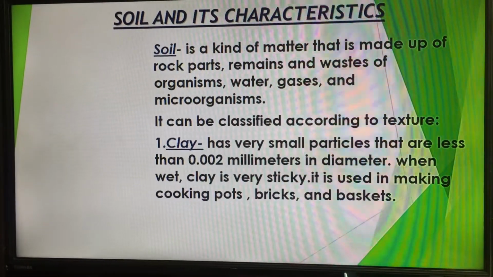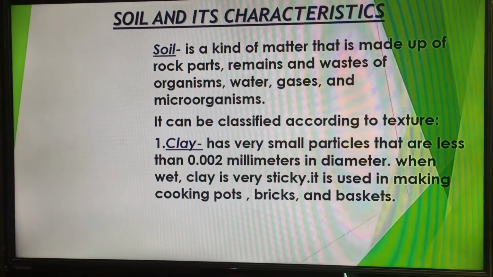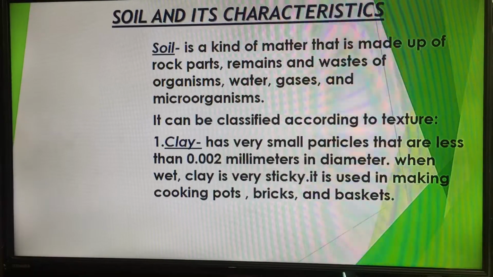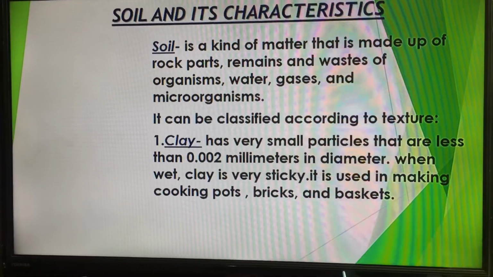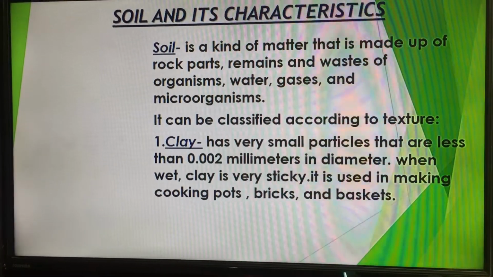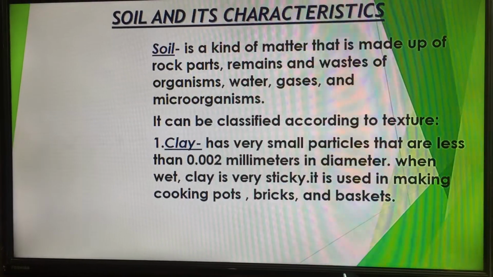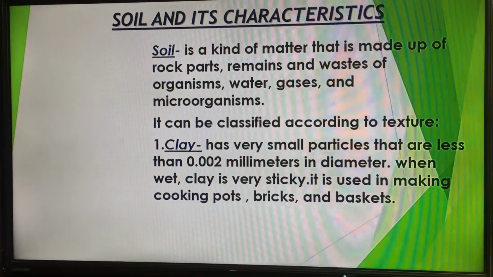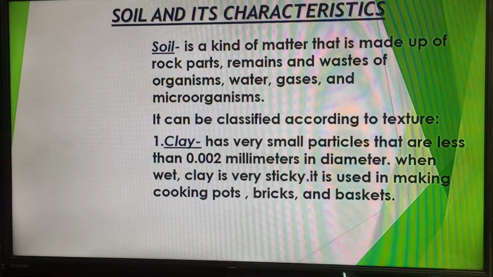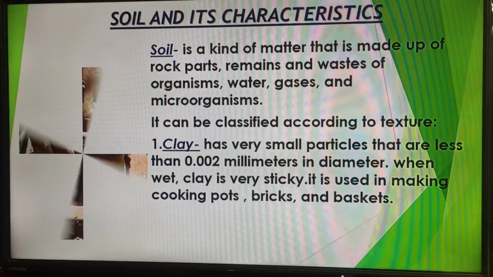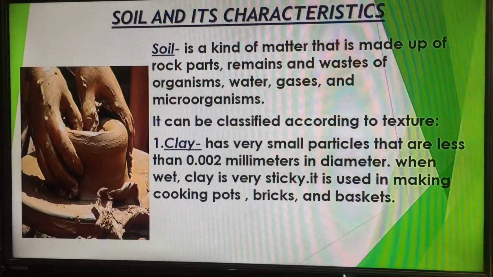Clay has very small particles that are less than 0.002 millimeters in diameter. When wet, clay is very sticky. It is used in making cooking pots, bricks, and baskets. So this is an example of clay.